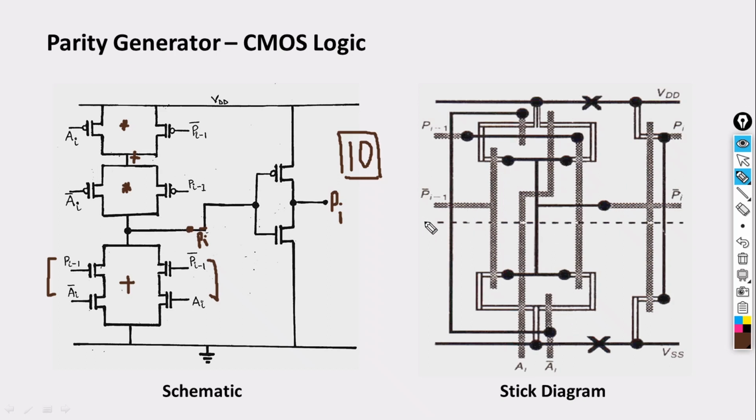Here you can observe the demarcation line. Above the demarcation line we can call it the pull up region, and this is going to be the pull down region. Here you can observe these particular transistors are in series.